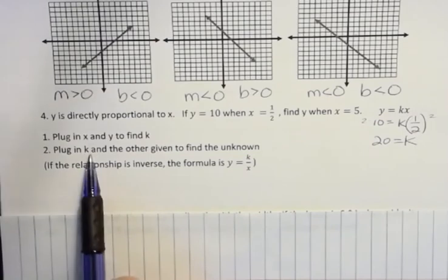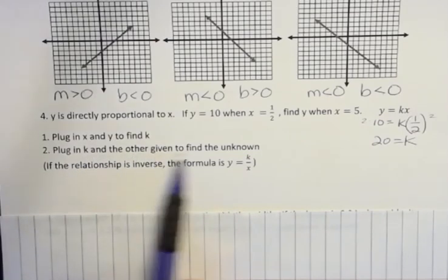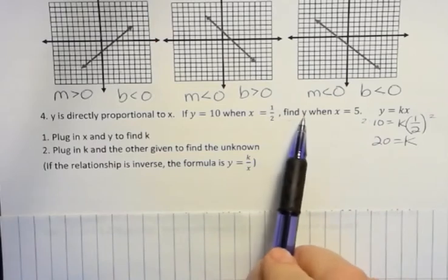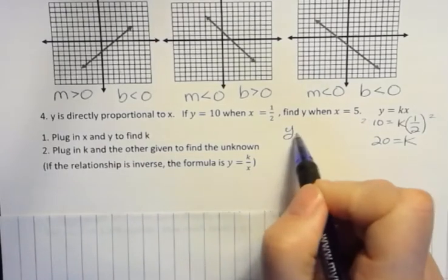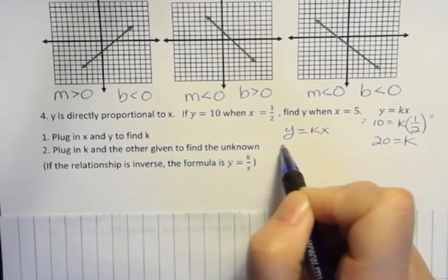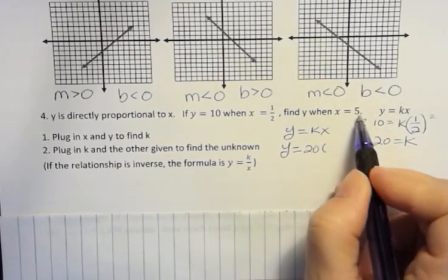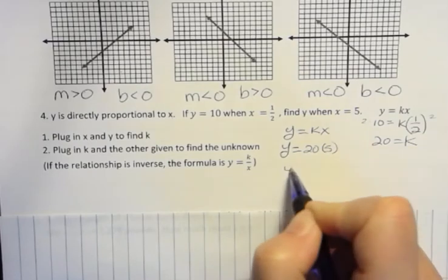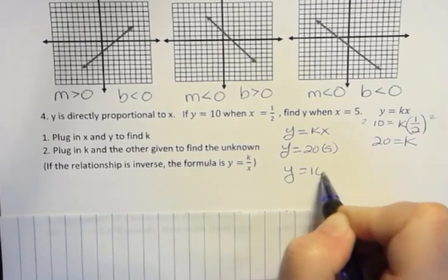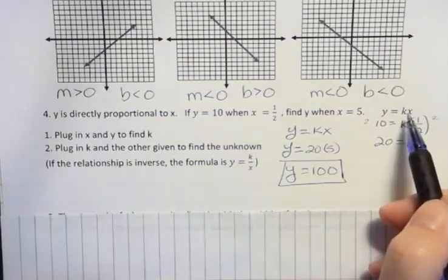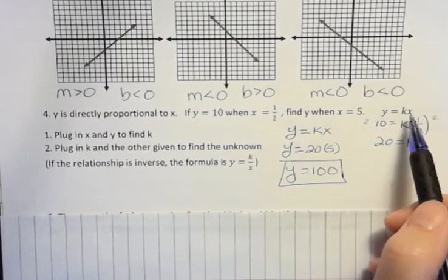Now we know k, we're going to plug in k and the other given, which was 5 in this case, to find the unknown, which was y. So I go back to y equals kx. I don't know y, but I know k is 20, and I now know that x is 5, and that's going to tell me y is 100. So we found that by plugging into this very simple formula, y equals kx.